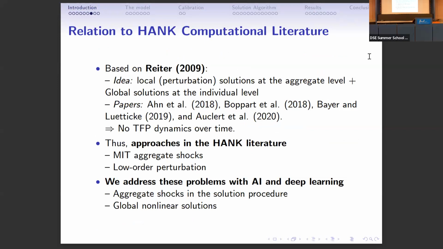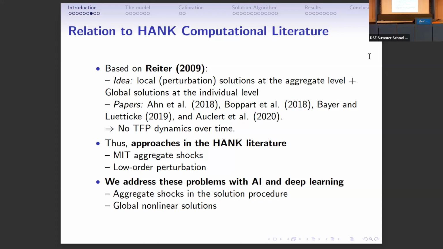And then finally, relation to the HANK computational literature. So we've seen a lot of new algorithms for solving heterogeneous agents models, and many of them are based on Michael Reiter's idea of using local perturbations at the aggregate level and global solutions at the individual level. So here's a list of these novel algorithms.